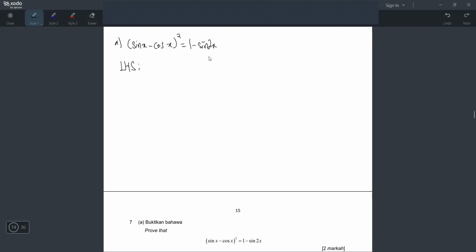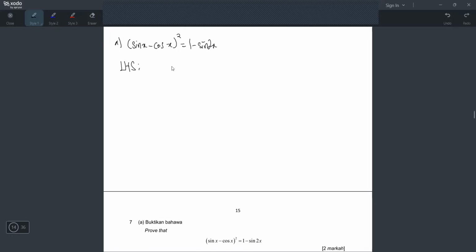But the right hand side, there's nothing much you can do, because sine 2x, of course you can use double angle, right? But that's the only thing. So it's easier to change from left hand side to right hand side compared to right hand side to left hand side, because there are very few things you can do. If you start from right hand side, you can only change this and then you're stuck there already, right?